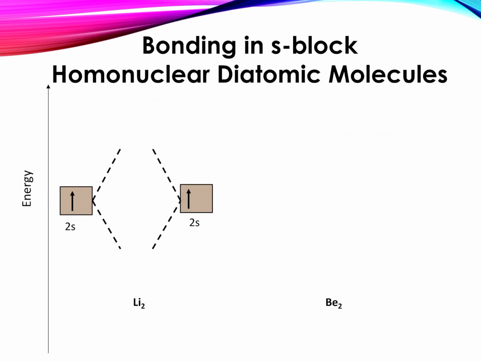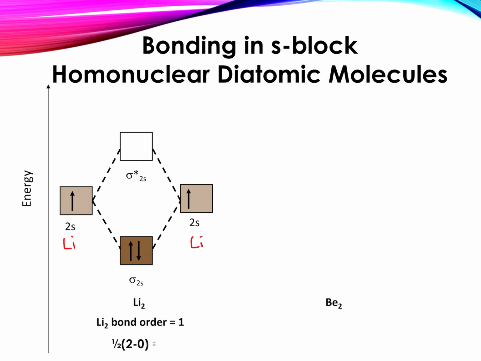The way it would look for lithium, Li2, is that each one of those lithiums has 1 electron in the 2s. They are going to combine and form a sigma 2s and a sigma star 2s, just like we did for the 1s. This molecule has a total of 2 electrons, so both of those electrons are going to end up in the sigma 2s. There's going to be nothing up there in the sigma star 2s. If we calculate the bond order, lithium's bond order would be 2 minus 0 times 1/2, which gets us 1.